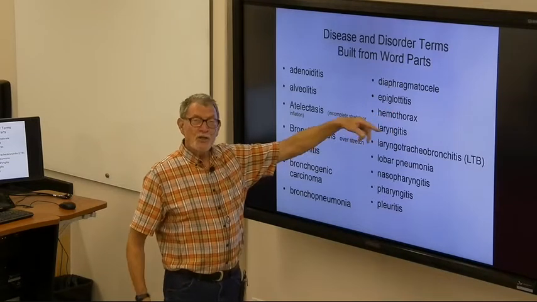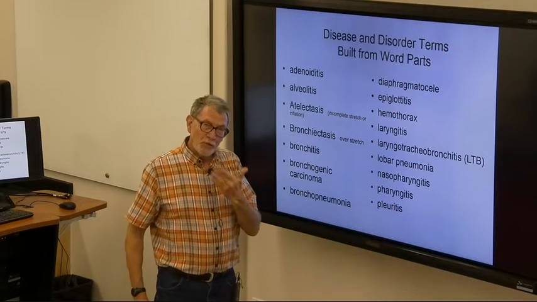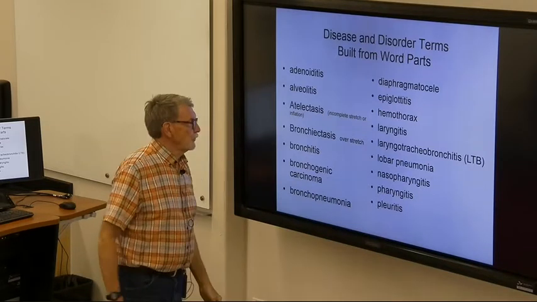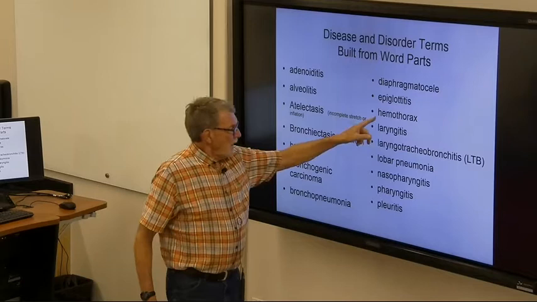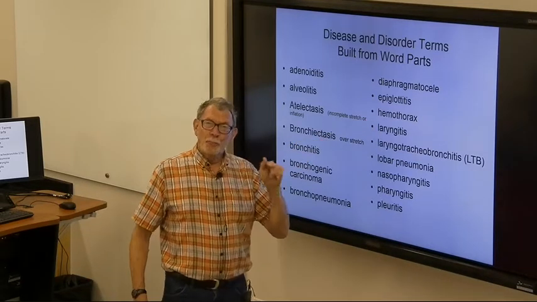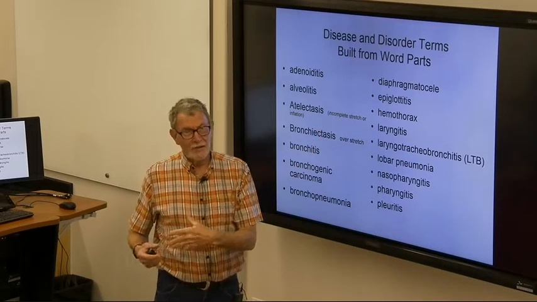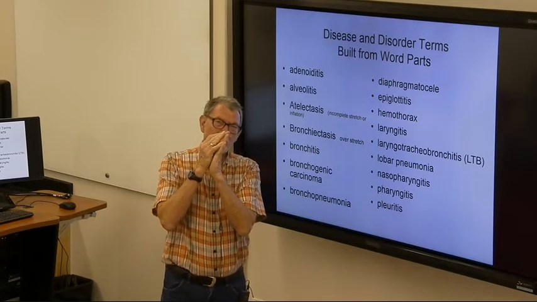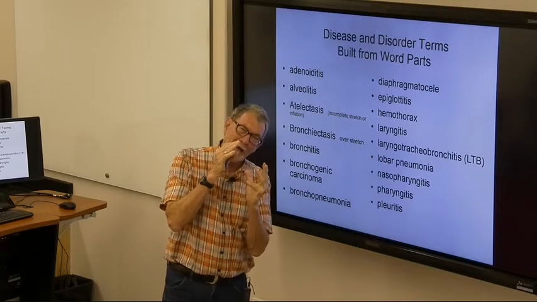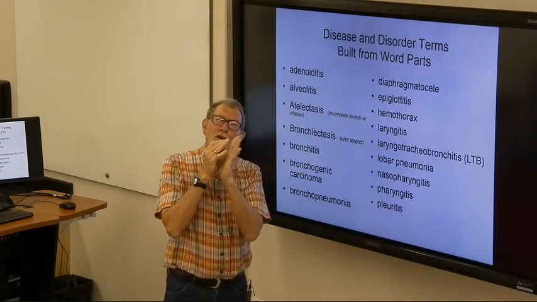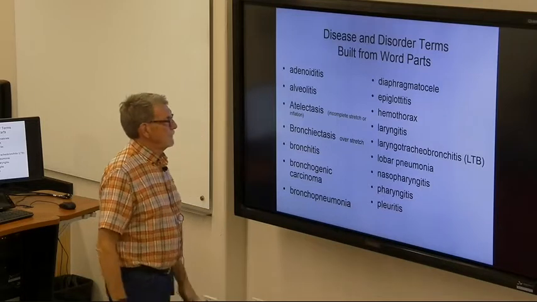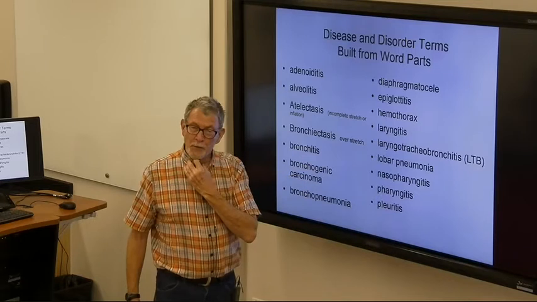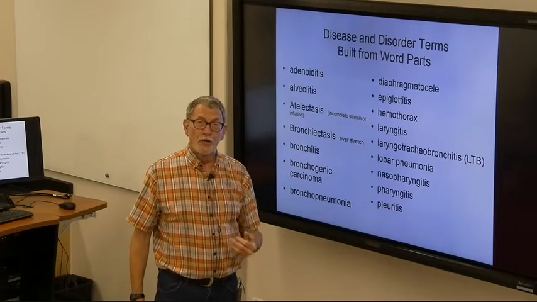Epiglottitis, inflammation of the epiglottis, that thing that covers up your lung passages when you swallow so food doesn't go in your lungs. Hemothorax means blood in the chest, not in the lung itself, but it is in that space between the lung and the chest wall, and it's causing the lung to collapse because you're losing your vacuum seal. Laryngitis, inflammation of the larynx, the vocal cords, and you sound like this.